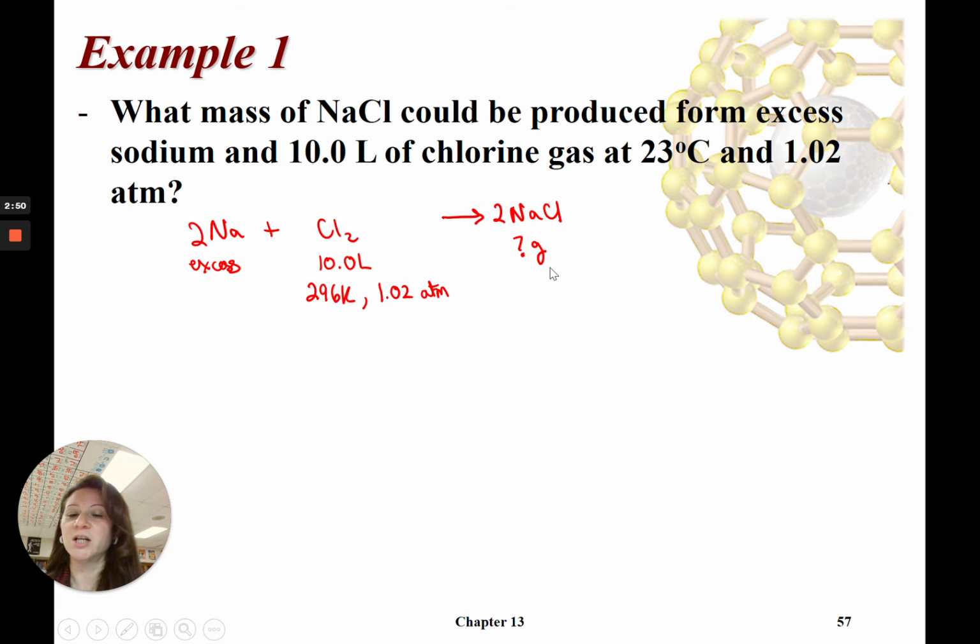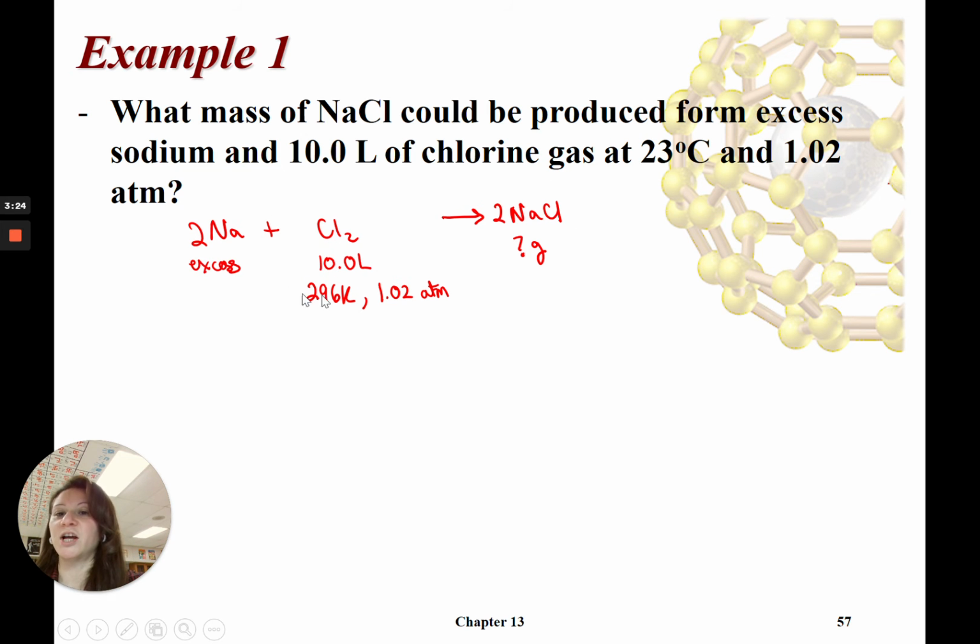So with any stoich problem, no matter if it's stoichiometry and gases, or stoichiometry and thermochem, or stoichiometry and anything, 3 steps, always. The first step is find the moles of the substance that you have information about. In this case, it's going to be the chlorine. Next, find the moles of the substance you're interested in, in this case, the NaCl. And then lastly, answer the question, which is the grams. So I'm going to repeat that again. Find the moles of the substance that you have information about, then find the moles of the substance you're interested in, and then answer the question.